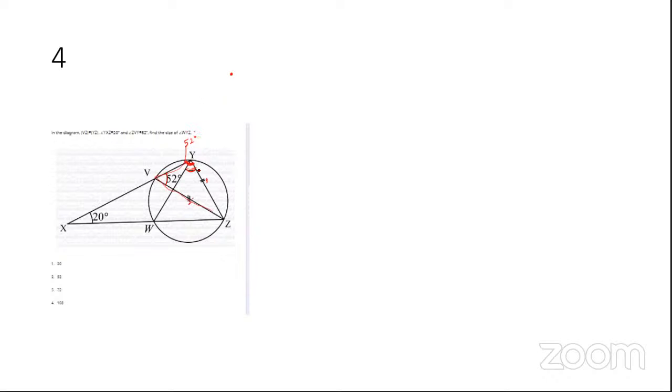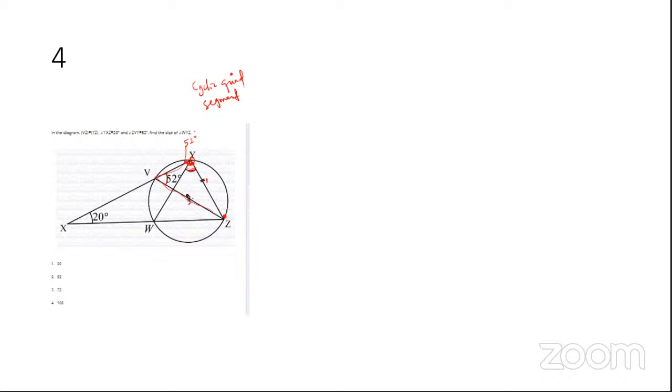So in this case now, there's no center. So our thinking should be towards cyclic quadrilateral or angle in the same segment. Now, if you look at the 52, where is it coming from? This is coming from point Y, and the lines that form 52 are coming from point Y and point Z.